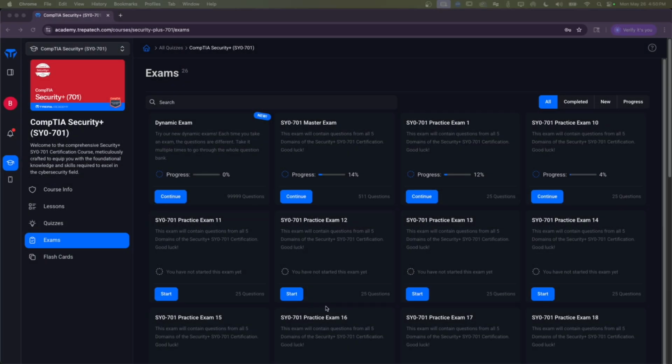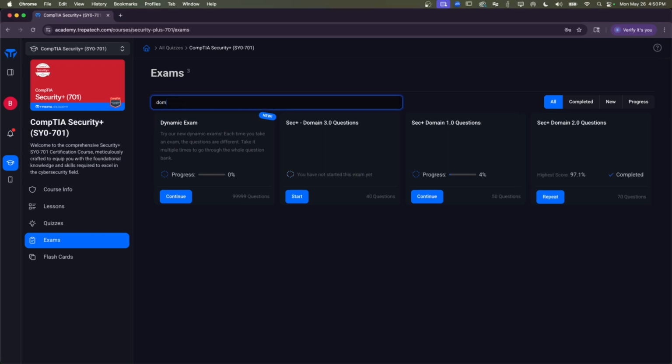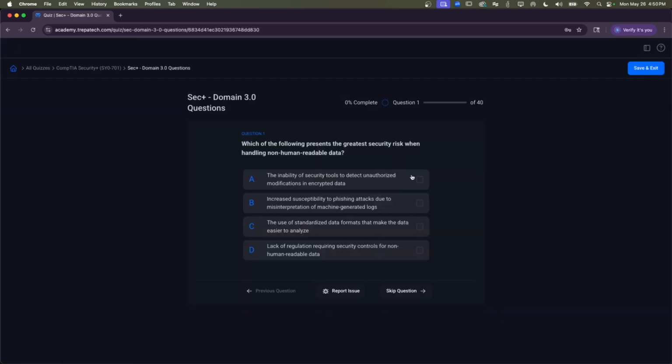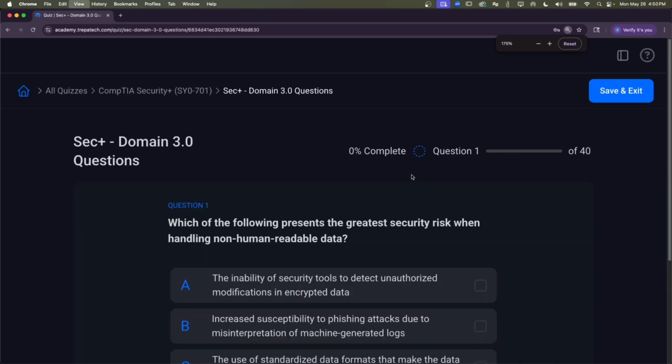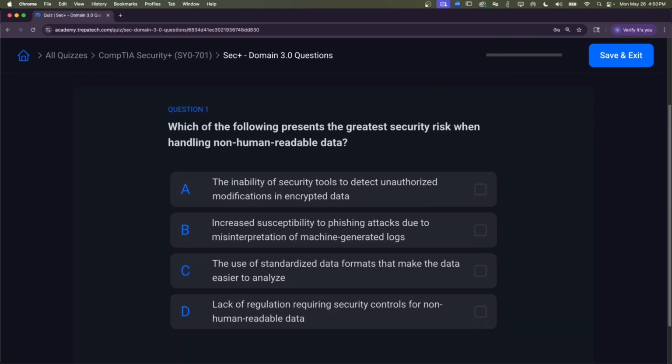Okay guys, so I'm at my learning management system here on academy.trepatech.com, and we're going to be going over our Domain 3 questions. Let me search this up. We've got 40 questions we're going to go over here. Let's go ahead and begin. Let me zoom in just a little bit to make this more readable.